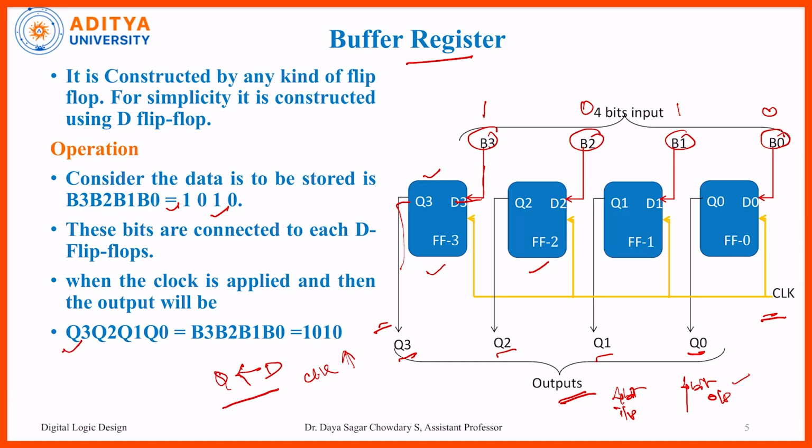Likewise, B3 is assigned to Q3, B2 is assigned to Q2, B1 is assigned to Q1, and B0 is assigned to Q0. That means both are equal, Q is equal to D. So here the inputs are directly 1010, and that 1010 is assigned to Q3, Q2, Q1 and Q0. This is the data that we can access from the Qs, that is the outputs.